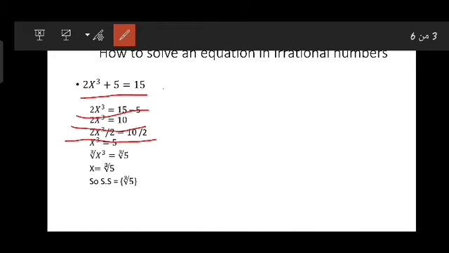To remove the power 3, or cube, we take the cube root of x to the power 3. So the cube root of x cubed equals the cube root of 5. So x will be the cube root of 5. The cube root of 5 here is an irrational number. So the solution set will be the cube root of 5.